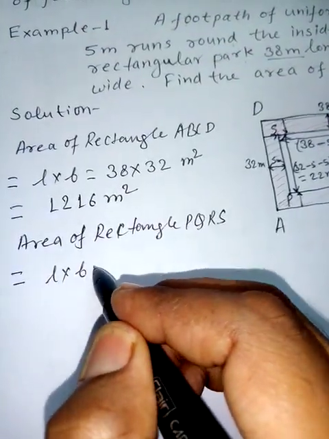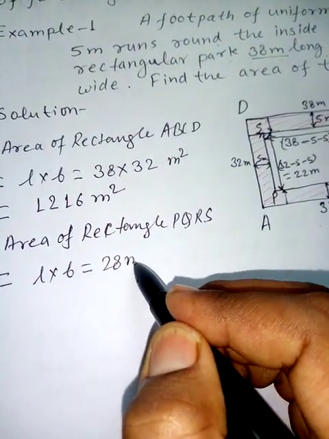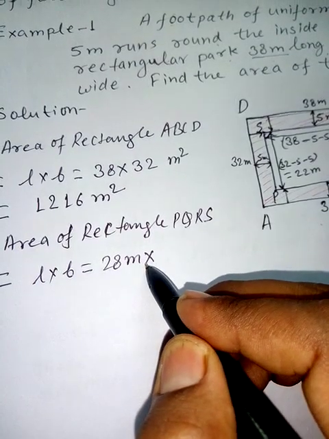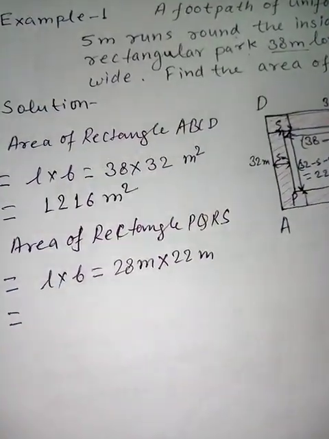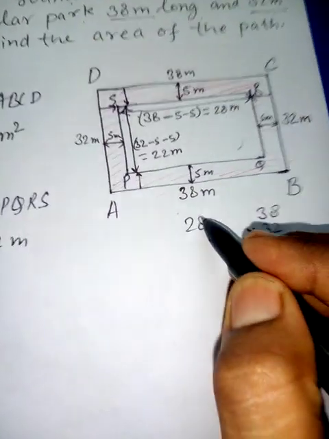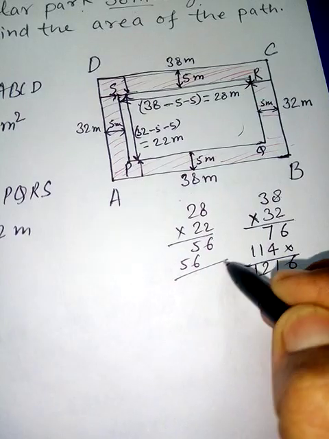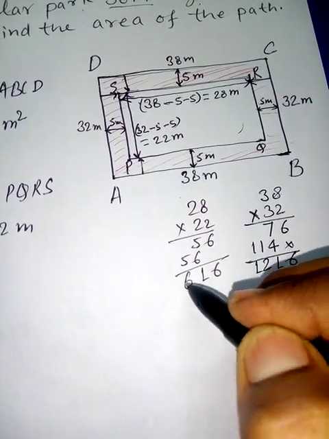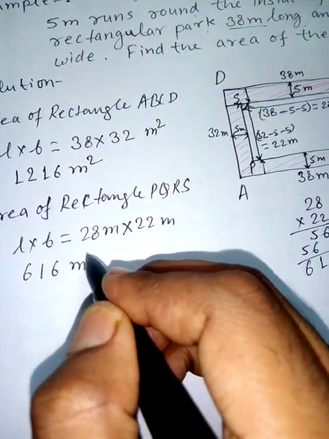length into breadth. Length is 28 meter and breadth is 22 meter, and when you multiply 28 by 22, then you will get 616. So it will be 616 meter square.